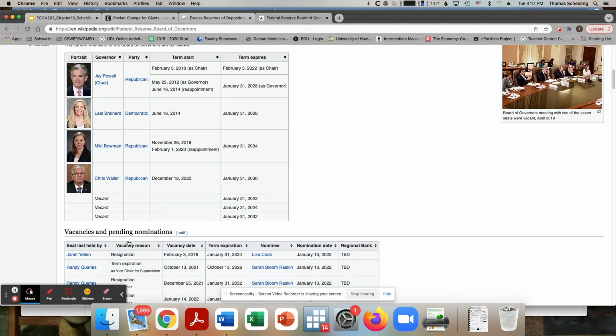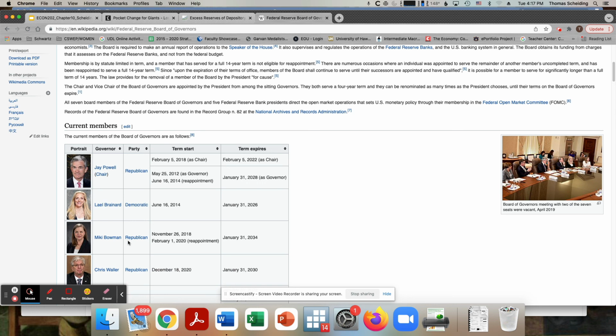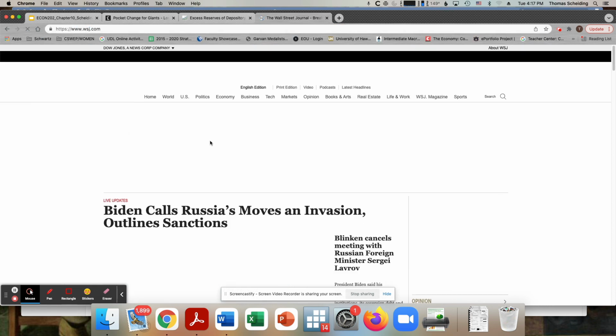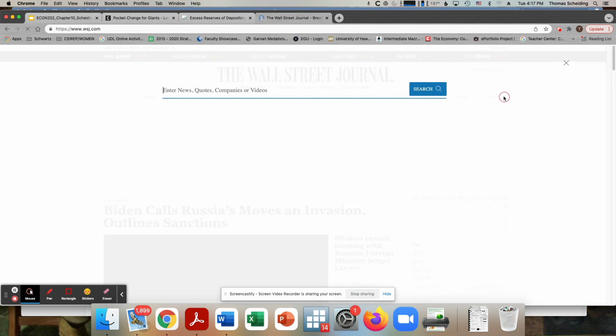Some of these members have left because President Biden has a very different philosophy of the role that the Federal Reserve Bank should take in the economy. A good example of that would be some of the struggles that he's facing right now to appoint new members.